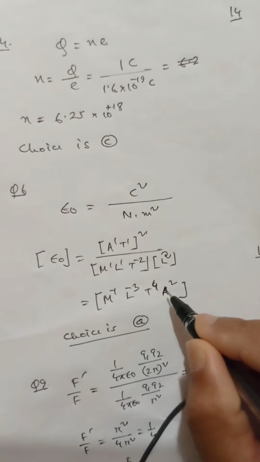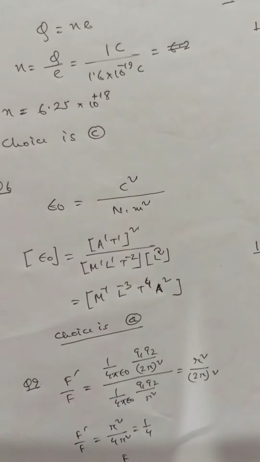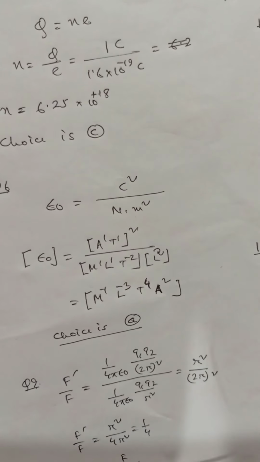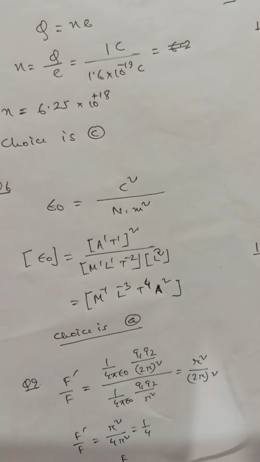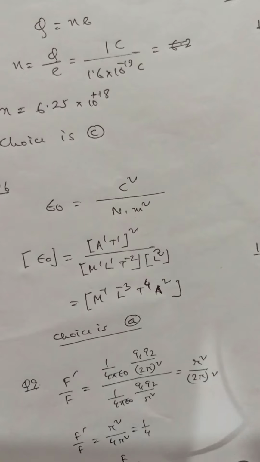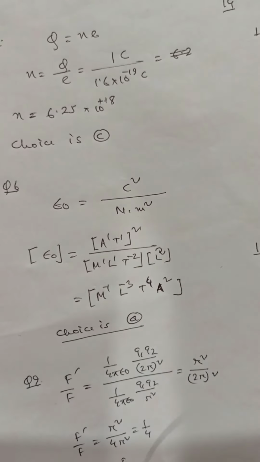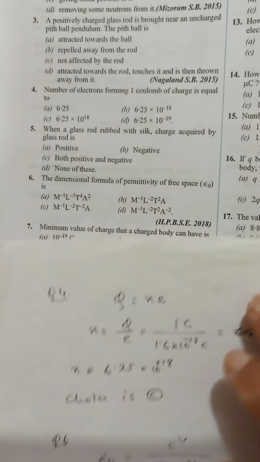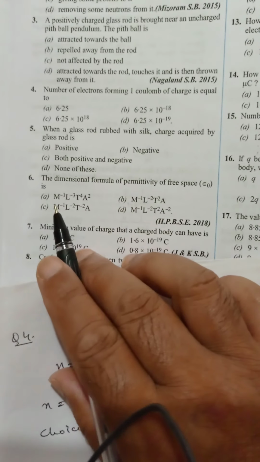So the dimensional formula of epsilon 0, permittivity of the free space, is M to the power minus 1, L to the power minus 3, T to the power 4, A square. So the correct choice is choice A.